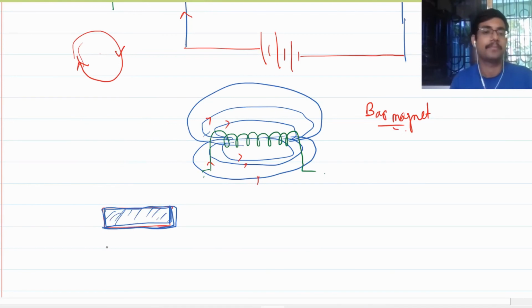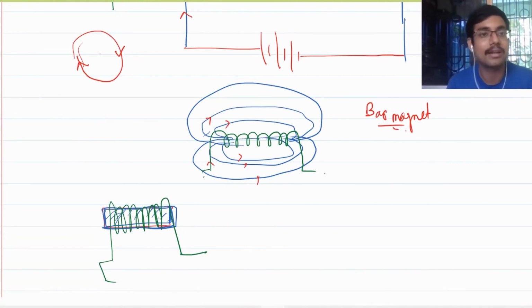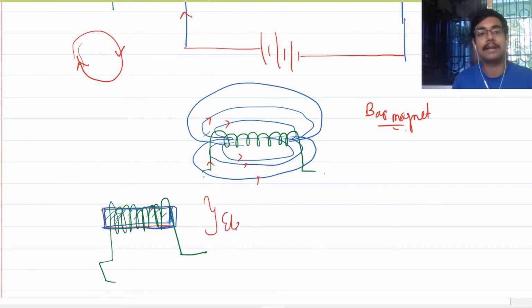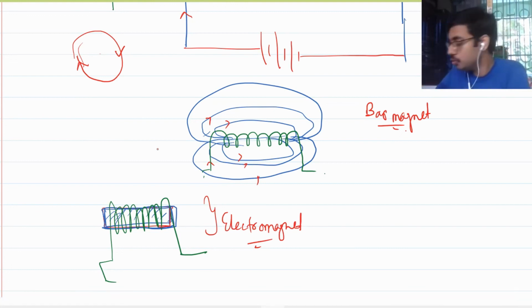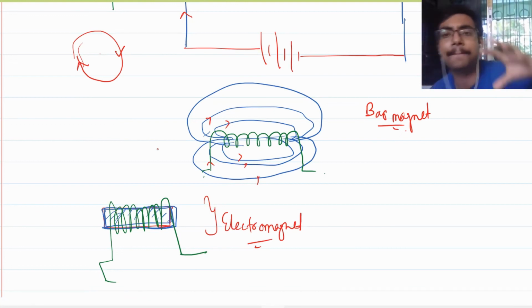So this is a piece of soft iron, and if you just put it inside the solenoid and pass current through it, it will become a magnet. This is called an electromagnet. Absolutely. Yes, this is the same phenomenon that is used in the big trucks.